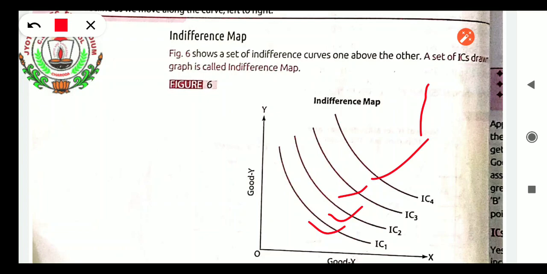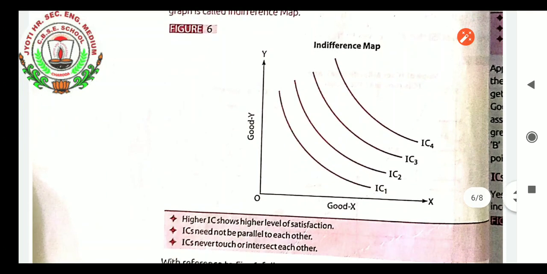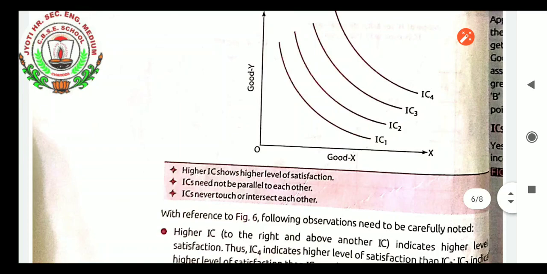Here we can see this is the last IC, which is the highest IC, and this is the lowest IC, which is the initial IC in the indifference map. The indifference curve which is at the top, the highest, gives a much higher satisfaction level as compared to the lowest. So a higher IC shows a higher level of satisfaction. ICs need not be parallel to each other. ICs never touch or intersect each other. So these are the points about the indifference map.